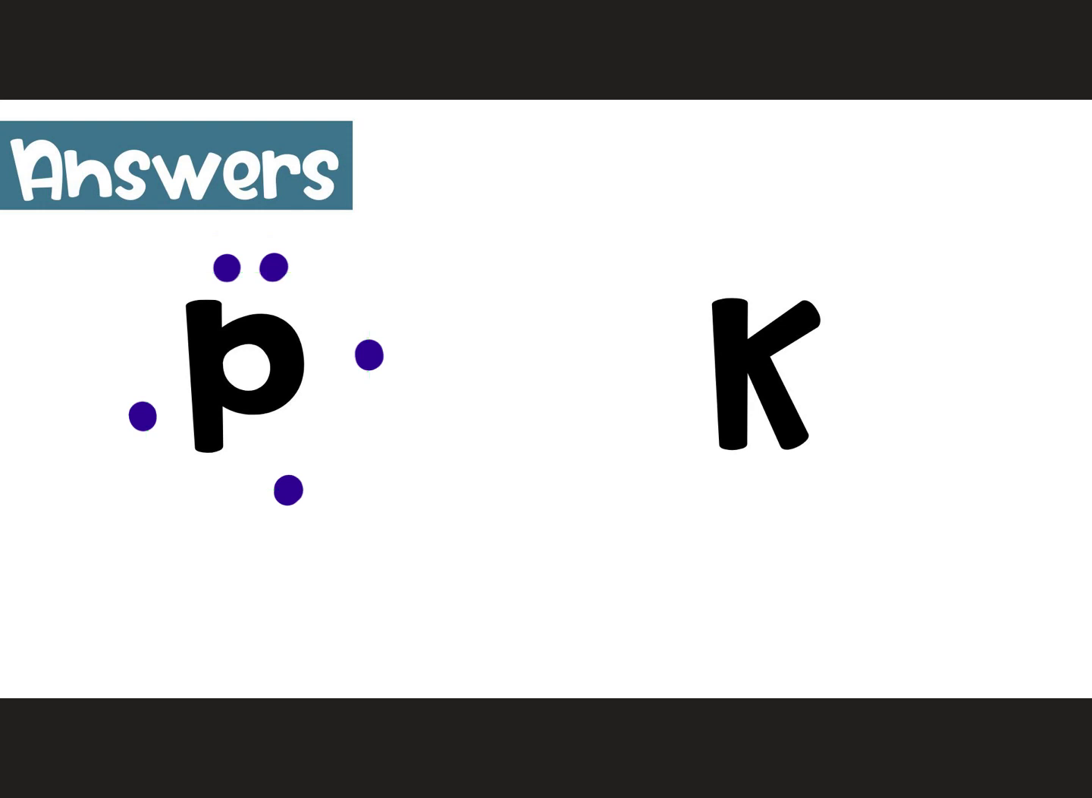Now we have K, which is for potassium. It is part of group 1, has 1 valence electron, and therefore just needs 1 dot. That dot goes on top.